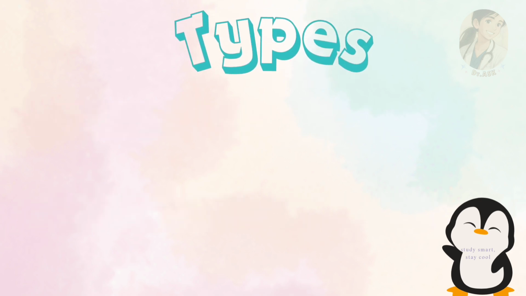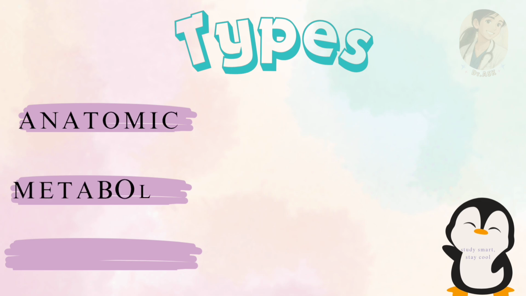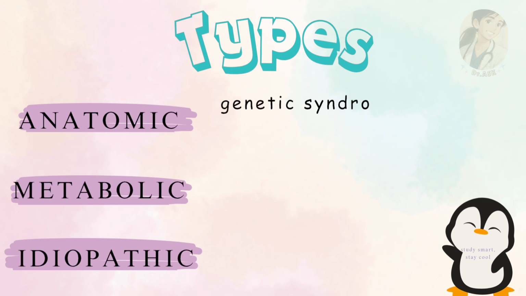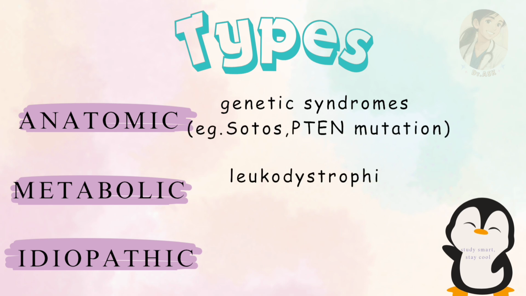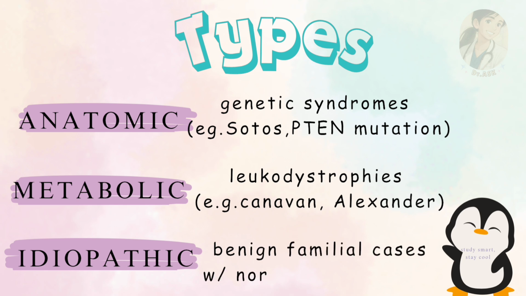Let's classify it. There are 3 main types of megalencephaly: anatomic, metabolic and idiopathic. Anatomic is caused by genetic syndromes like Sotos or PTEN mutation, whereas metabolic is from storage disorders like Canavan, Alexander, Tay-Sachs or Sandhoff. And then idiopathic, which is the most common, where it runs in families, benign familial megalencephaly. And these are favorite exam areas guys, so pay attention to the buzzwords coming next.